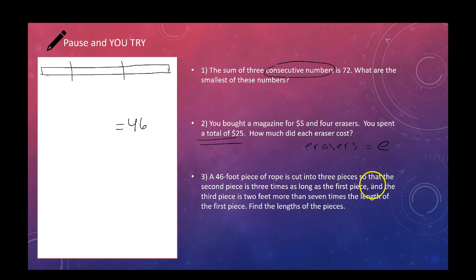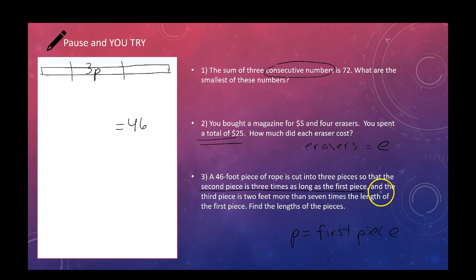Then it says, so that the second piece, right here, the second piece is 3 times as long as the first piece. So 3 times as long as the first piece, that would be 3P. So I'll make P for the first piece. So P equals the first piece. It's always good to write your unknown so you don't forget what it represents.